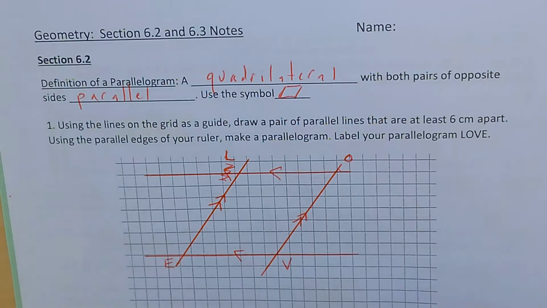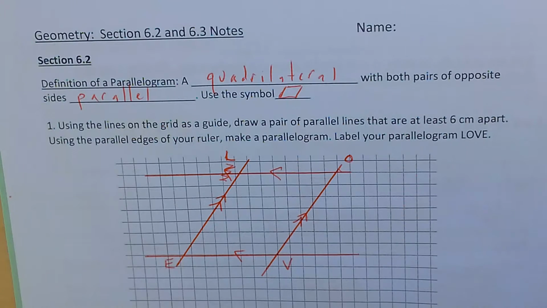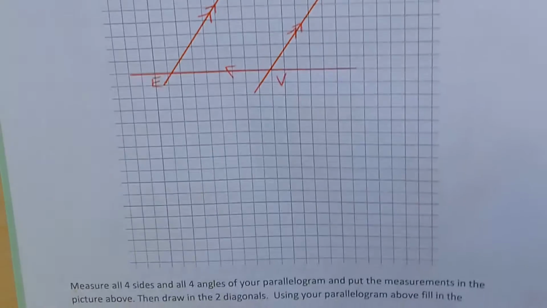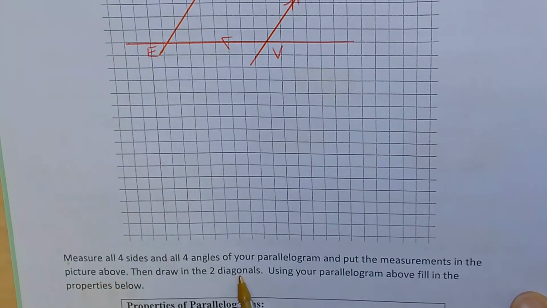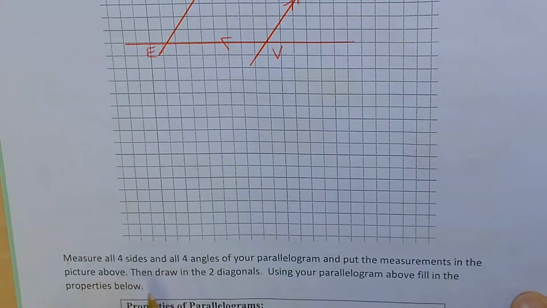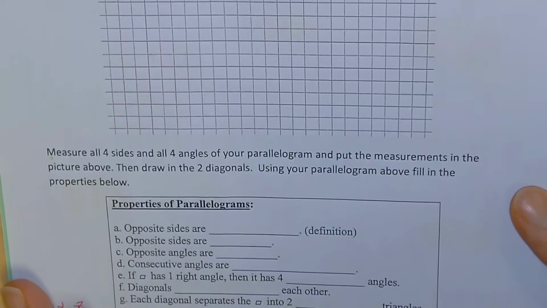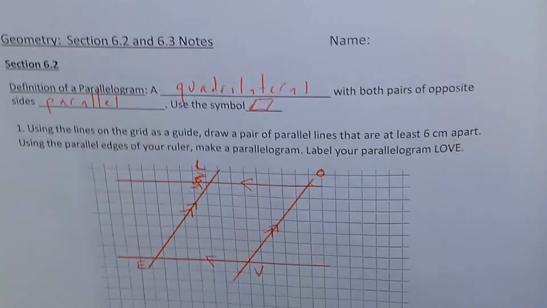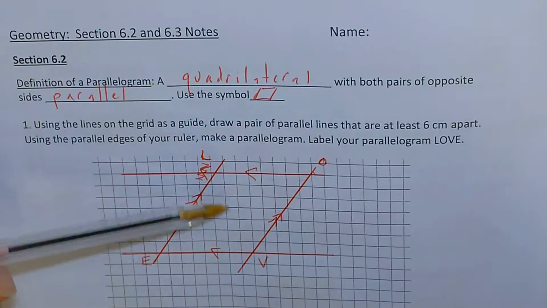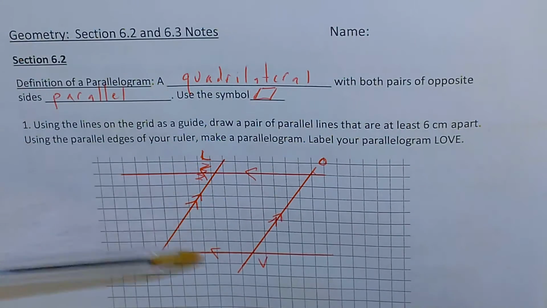So what we're going to do is measure the 4 sides and the 4 angles of the parallelogram. We're going to put the measurements in the picture, which is what it's telling us to do down here. And then we're going to draw in the 2 diagonals, and we're going to use all of that information to fill in our properties. Some of these you may know already, but we're going to discover it like you've never seen it. Okay?